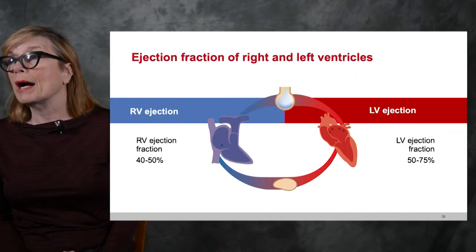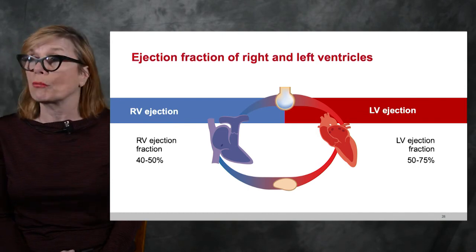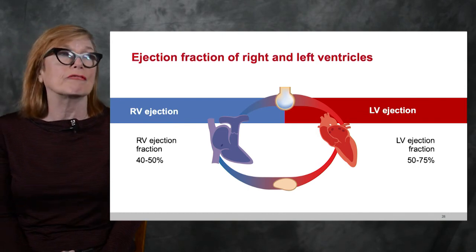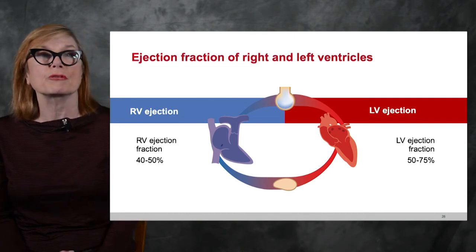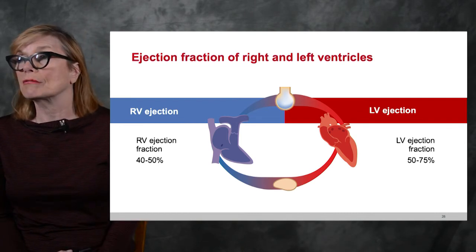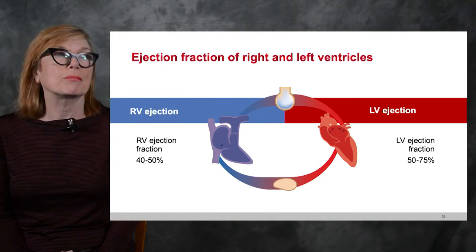And then, of course, reminding ourselves about the difference between the right and the left ventricle in terms of ejection fraction. Right ventricular ejection fraction, normally 40 to 50%. Left ventricular ejection fraction, 50 to 75%.